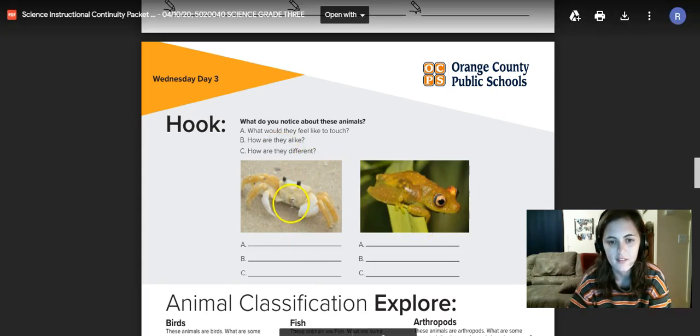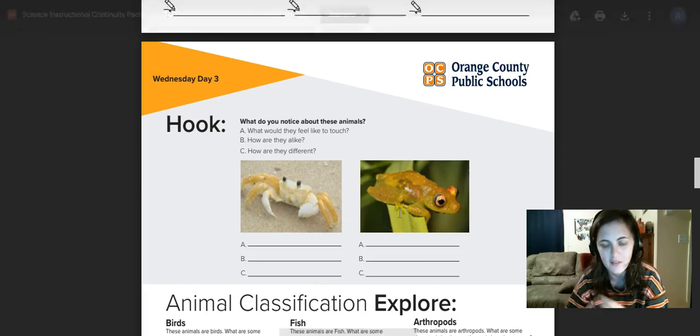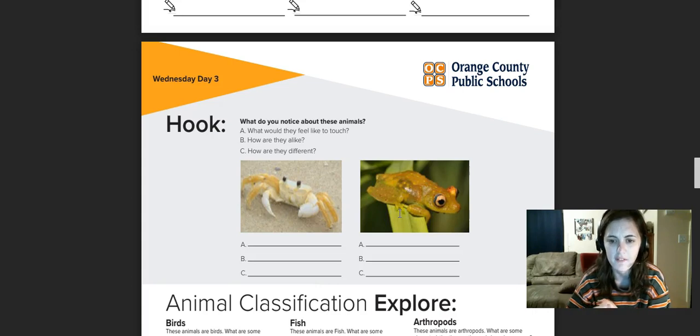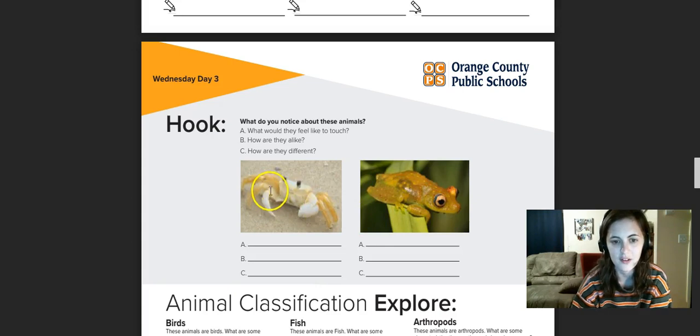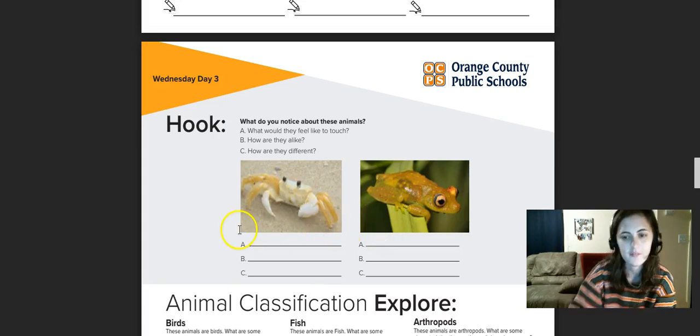How are they alike? So think about where they live, if they lay eggs or give live birth, or if they are amphibians or reptiles, or maybe they're an insect. Think about anything that they might have in common. And then think about how they're different, which I think you can kind of see from looking at them. And this is just a little sand crab, and that's a tree frog.